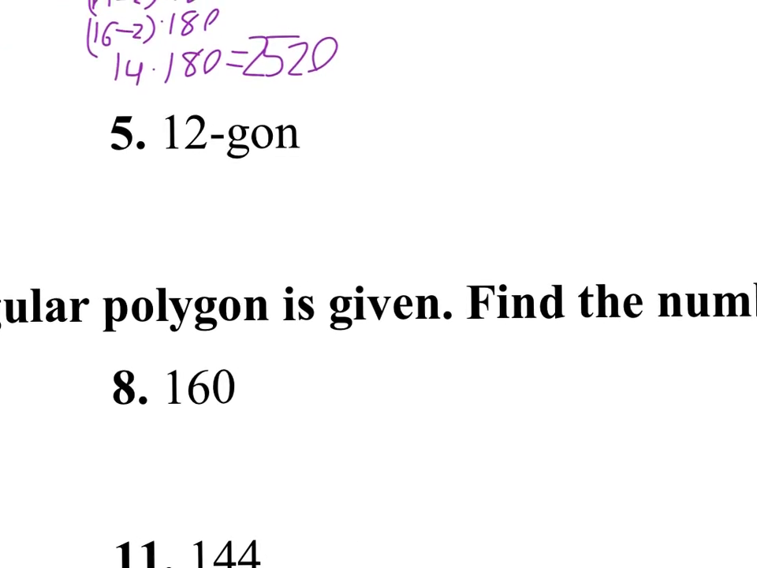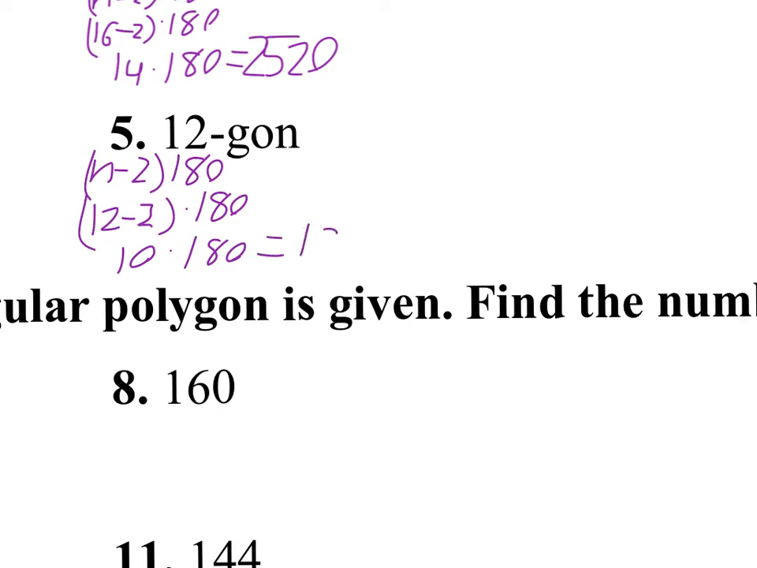12-gon, or dodecagon. N minus 2 times 180. 12 minus 2 times 180. 10 times 180. 1,800.